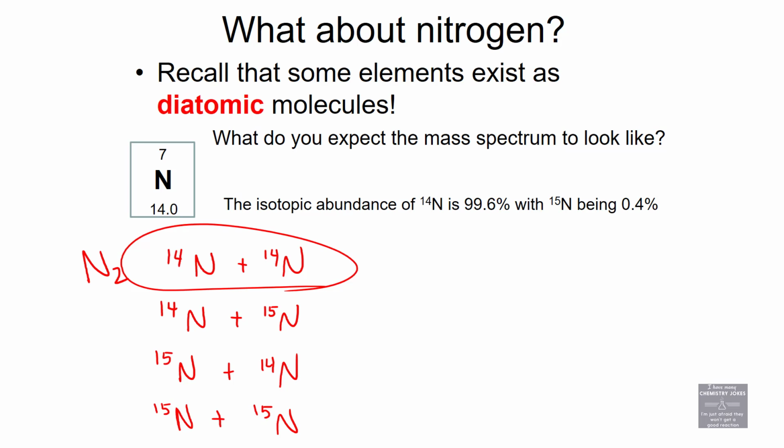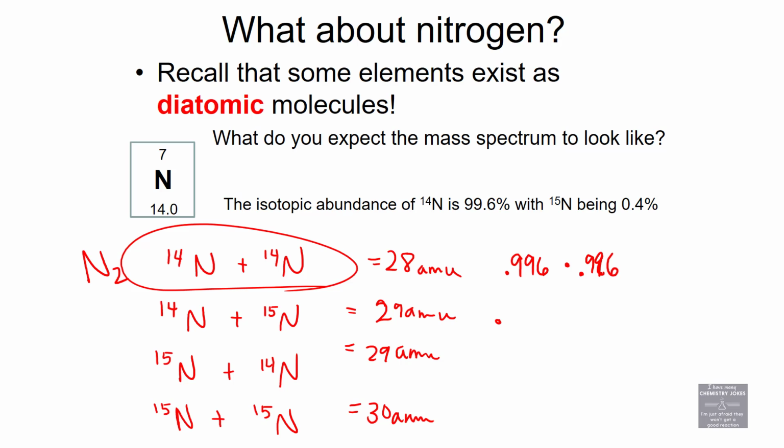How do you know that your biggest peak is going to be at 28 AMU and not 29 AMU or 30 AMU? You take the percent abundances and multiply them together to tell you how tall that peak should be. 0.996 times 0.996, 0.996 times 0.004, because we're taking it out of the percentage, 0.004 times 0.996, 0.004 times 0.004. Do that math and report back.